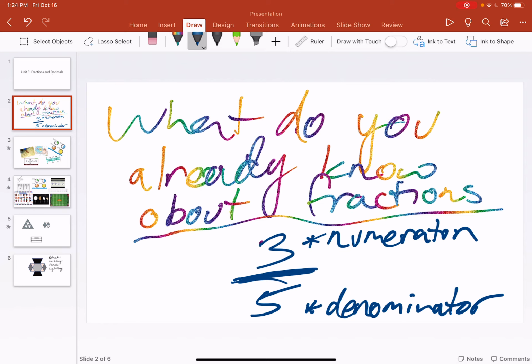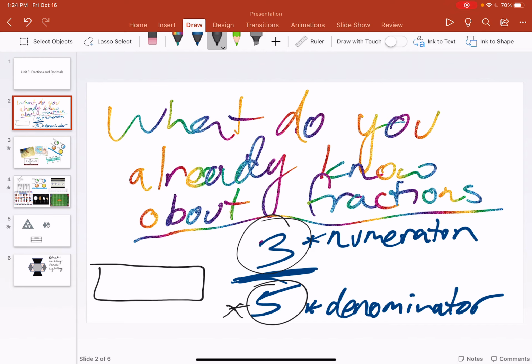Well, let's talk about the bottom number first. The bottom number is telling us how many parts are in the whole, and the top number is telling us how many parts we're considering out of that whole. So if I'm a team and I've played 5 games, but out of those 5 games we've only won 3, that's 3 out of 5 games, or 3/5.